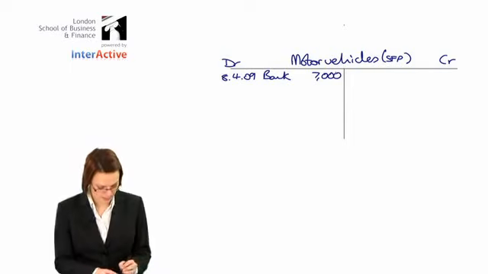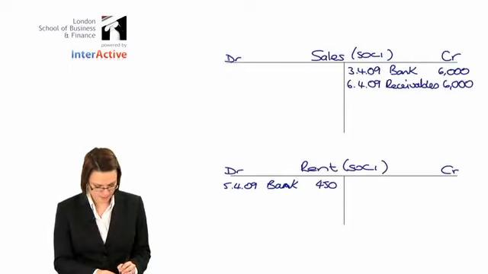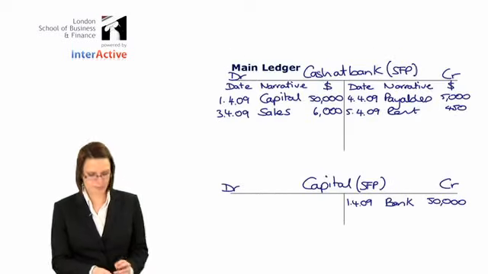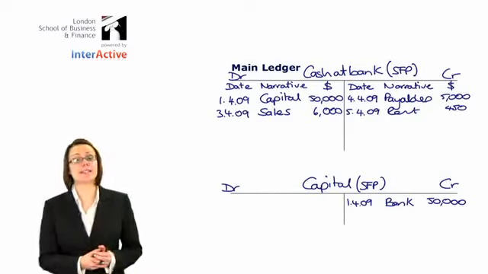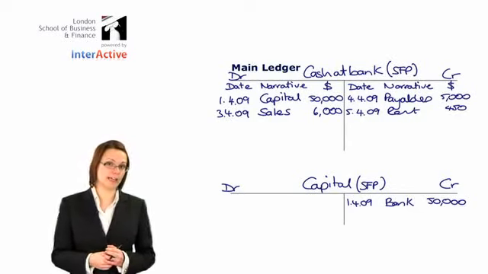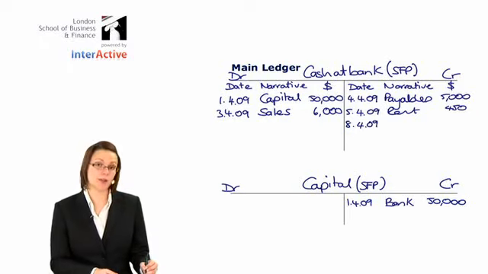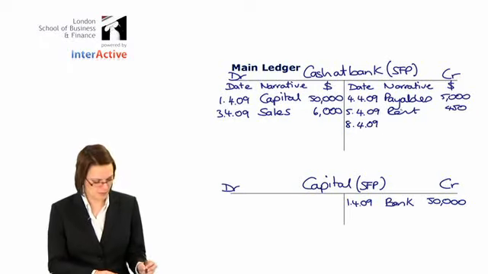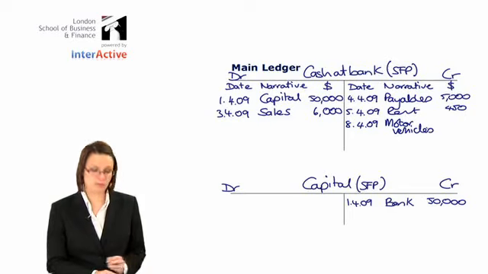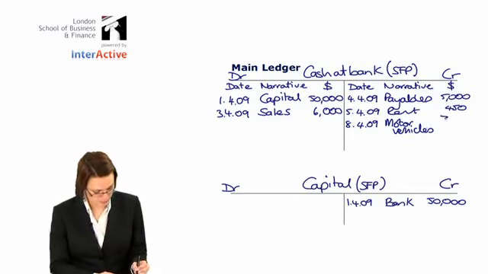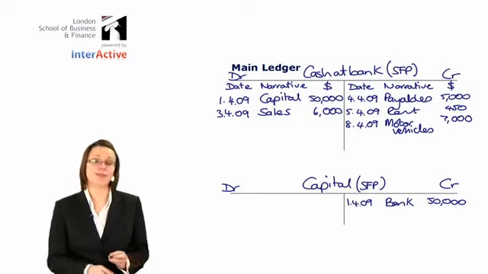Now, let's go back and do the credit entry. Remember, we said that was going to cash at bank, our first ledger account. So on the credit side, 8th of April 2009. Our narrative will be motor vehicles, and our amount, $7,000.